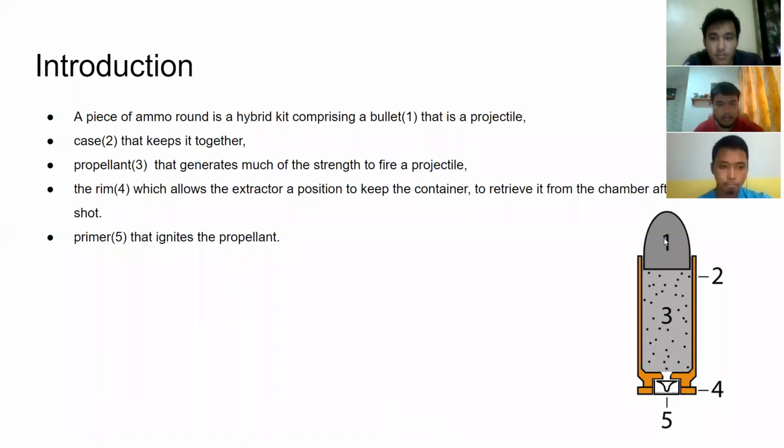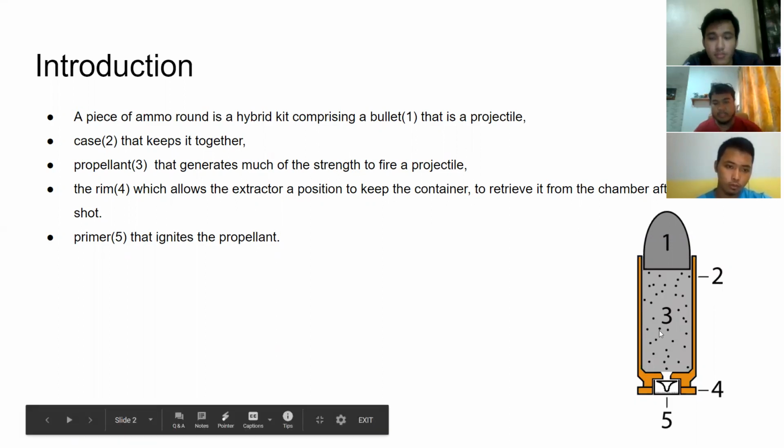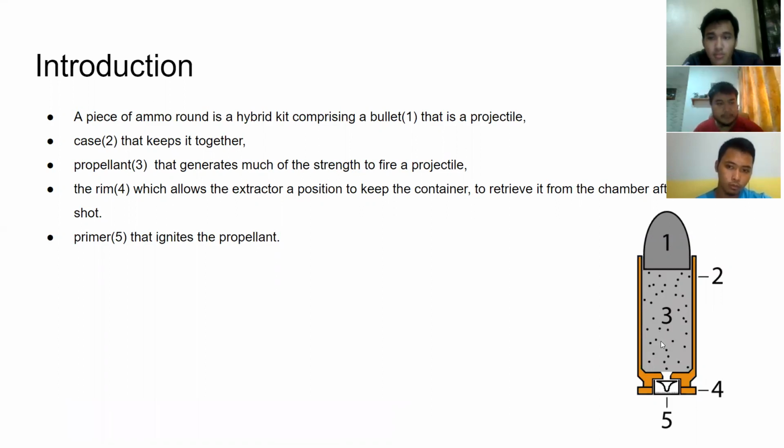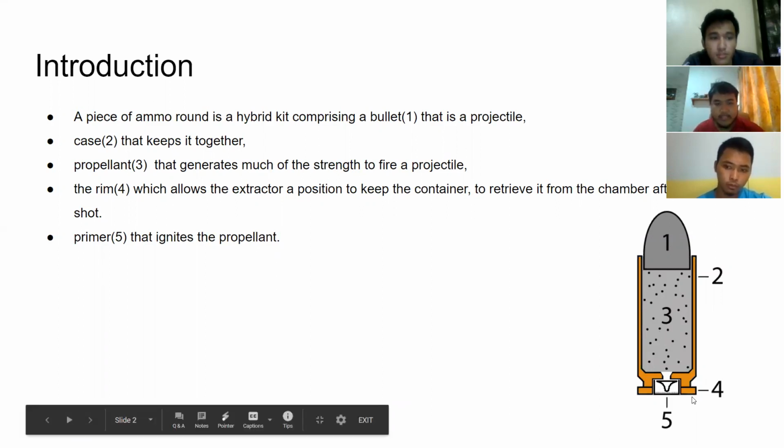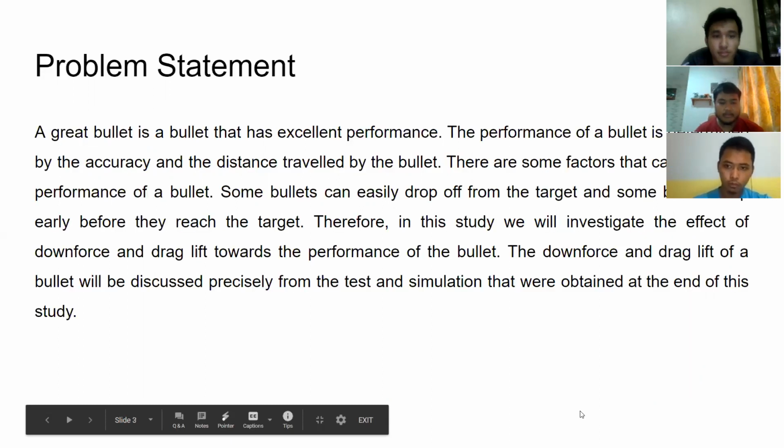Number one is the bullet. Number two is the case, which keeps it together. Number three is the propellant, which is the main material to ignite the bullet. Number four is the rim, which allows the extractor to make the bullet stable. And number five is the primer, which is to ignite the bullet. So this one will continue with my friend.